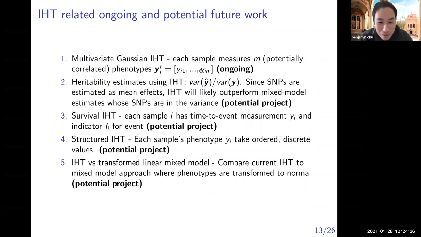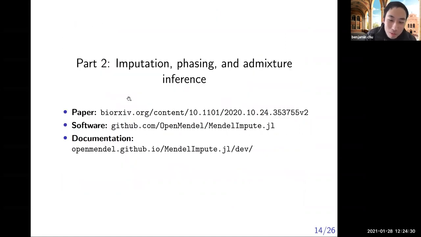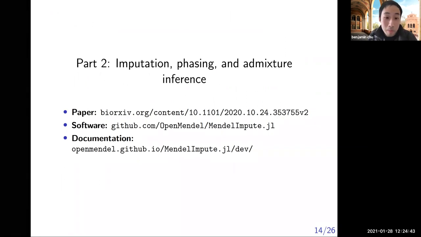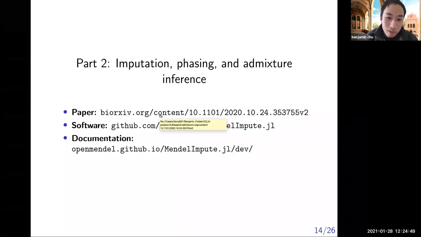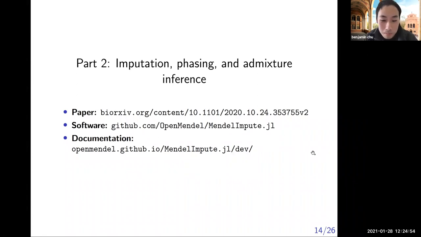Are there any other questions? So I guess I'll move on to the second part. In this project, we work on imputation and phasing. These are also big problems in genetics. It's currently unpublished, but you can access our paper on arXiv, and the software and documentation are similarly available here.